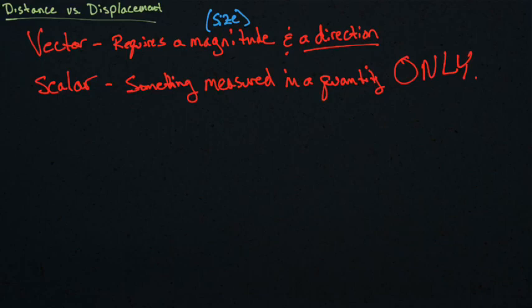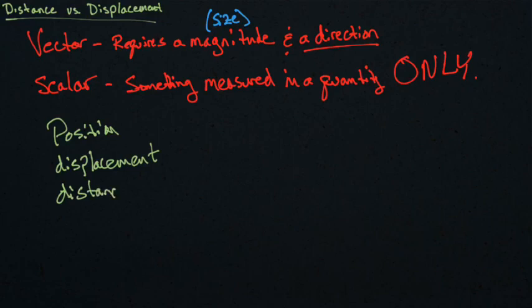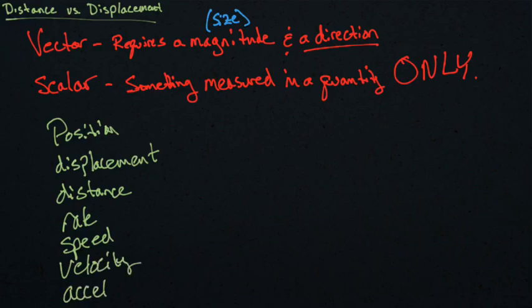So we have these terms that we're going to be dealing with here. Let me give them to you guys. Position, displacement, distance, rate, speed, velocity, and acceleration. These are the terms that we're dealing with here.